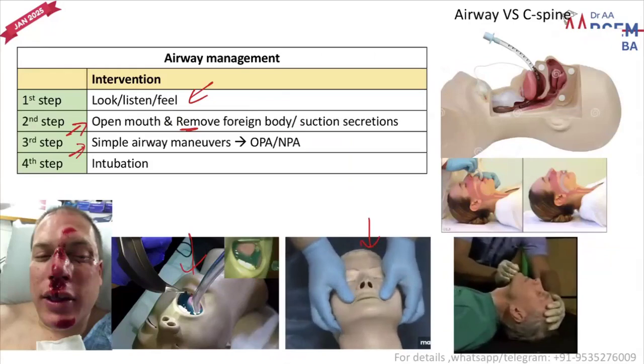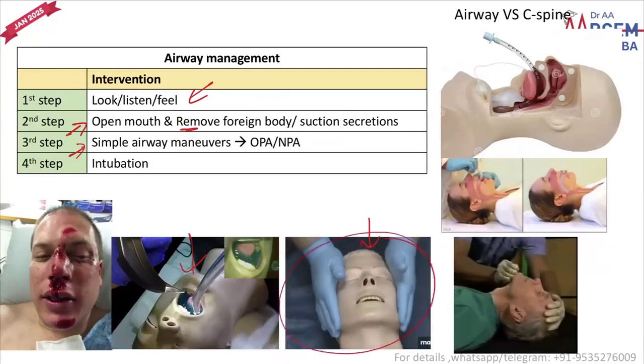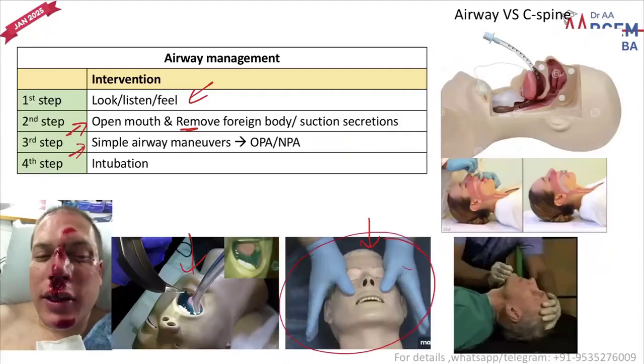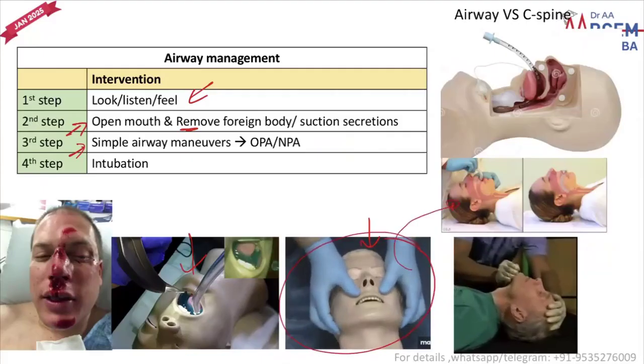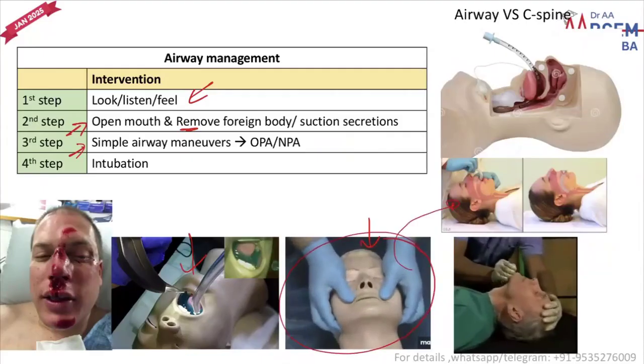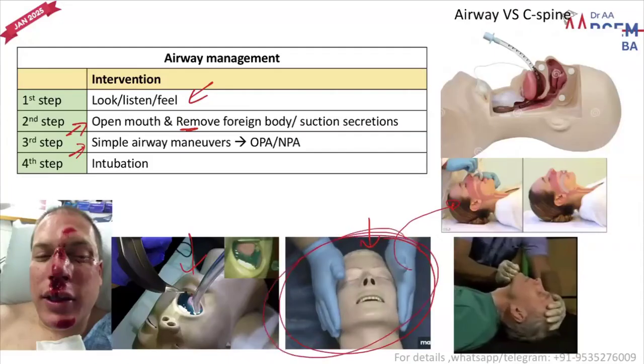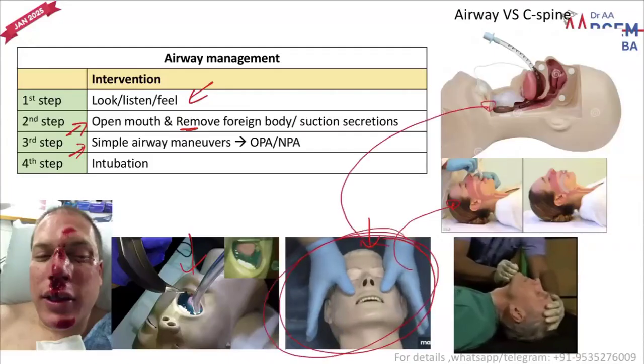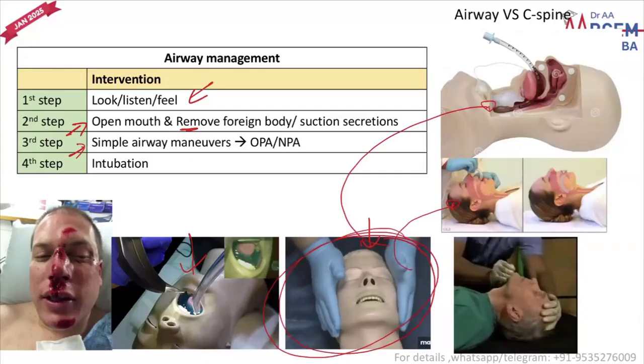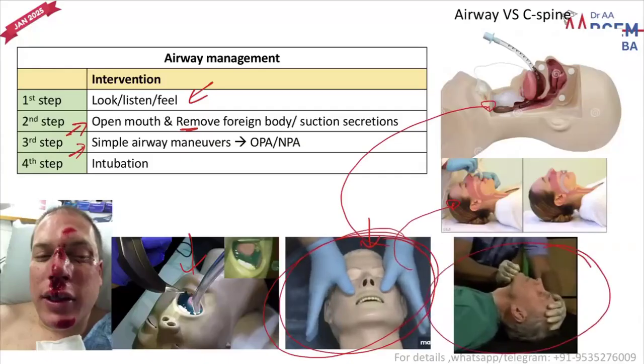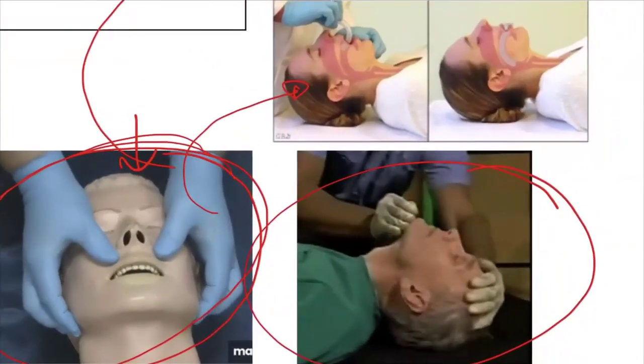While performing the simple airway maneuvers, like the jaw thrust technique shown here, if there is improvement, then you will go ahead with an oropharyngeal airway. If not tolerated, a nasopharyngeal airway. If there is no improvement with the jaw thrust technique, that's when you think of a definitive airway and go ahead with it. A difficult airway trolley must be available at that point of time. This is nothing but the head tilt chin lift maneuver.